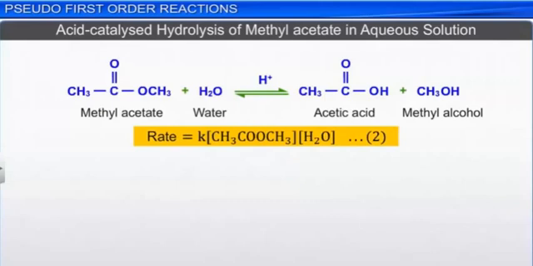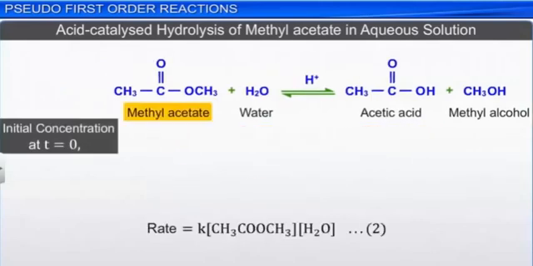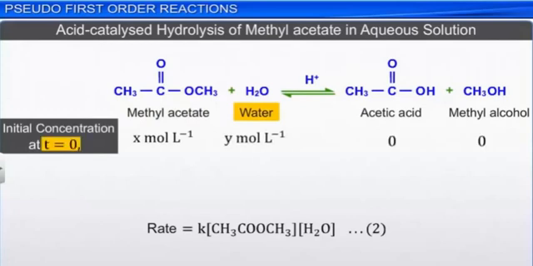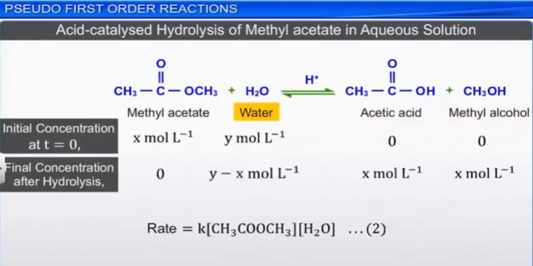Let the initial concentration of methyl acetate be X moles per liter, while that of water be Y moles per liter at time t equal to 0. After hydrolysis, let the concentration of both acetic acid and methyl alcohol be X moles per liter each, while that of water be Y minus X moles per liter, where X is very small as compared to Y.